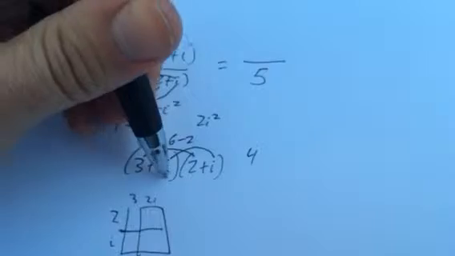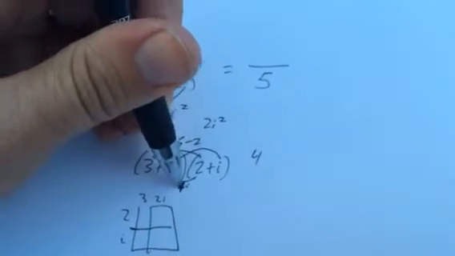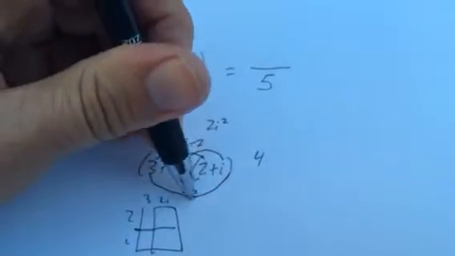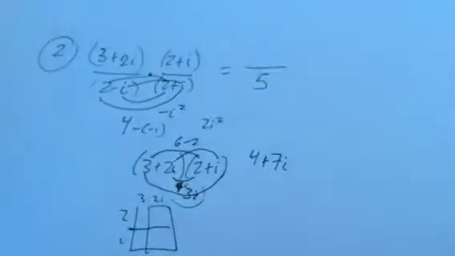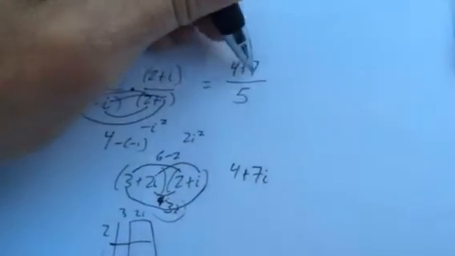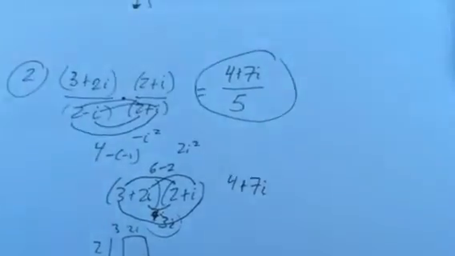And then my imaginary part, 2i times 2 is 4i, not 2i. And then 3 times i is 3i. If I add those together, I'm going to get 7i. So my numerator is 4 plus 7i over 5. Can't do any simplifying, so that's it.